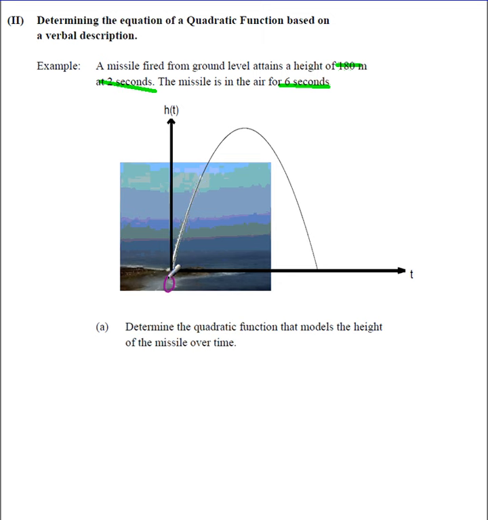So time is running across the bottom. We're told here the missile's in the air for 6 seconds. So it goes up, comes down. That would mean that the axis of symmetry would run here, and it will be 3 seconds when you get the maximum height. So at 2 seconds, the height will be 180 meters.